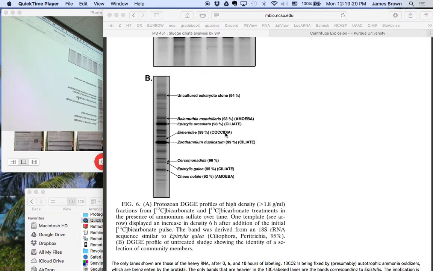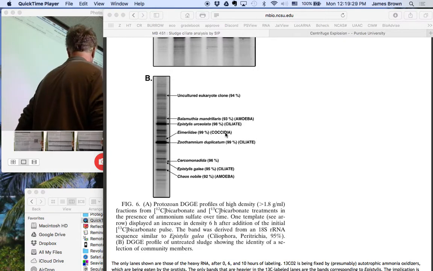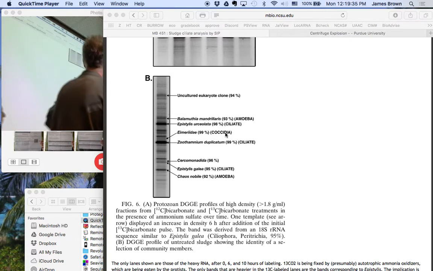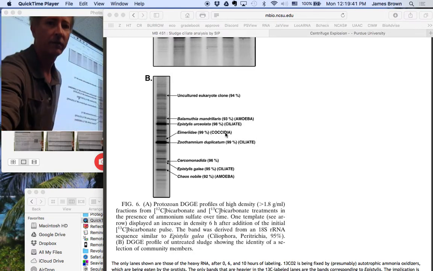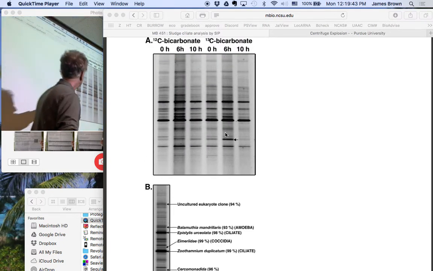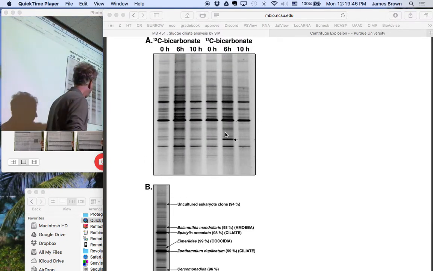So epistylus is the big one. A zooxanthium is a big one. Epistylus is here, for 6 hours, and B. Oh no, I'm sorry. This is the unlabeled material. This is everything, and they've identified all the bands. The other experiment up here, this is epistylus, right there.